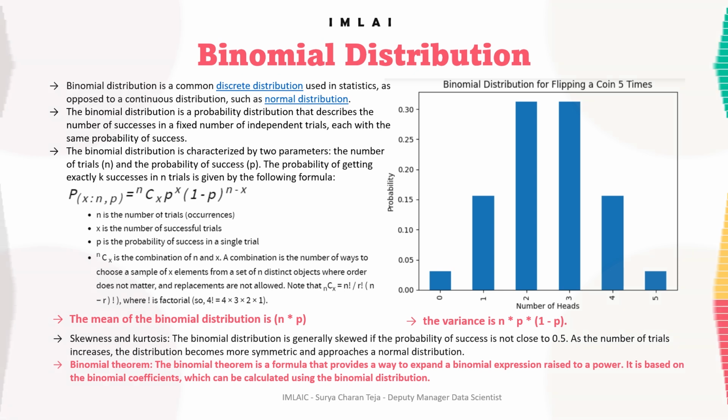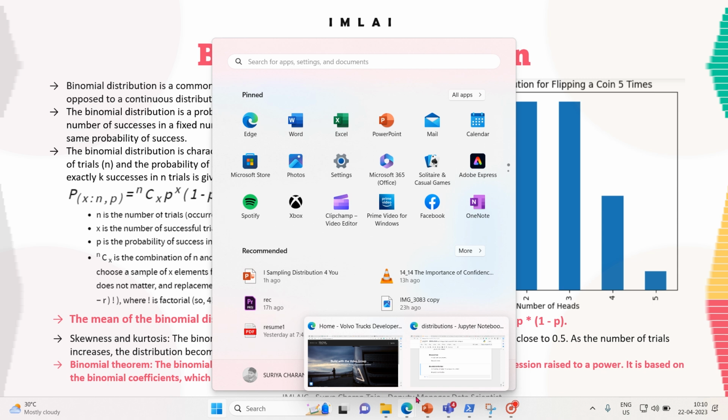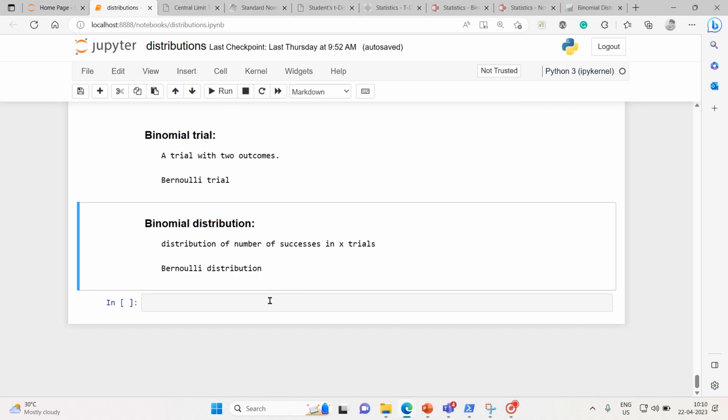Now let's understand how we can create a binomial distribution step by step. Let's do that. So I'm here. Now we will create an example. Let's plot a binomial distribution.